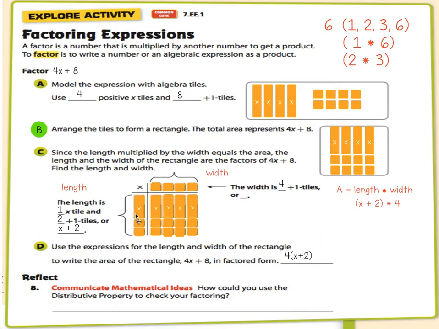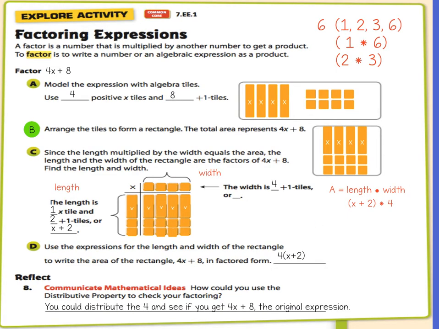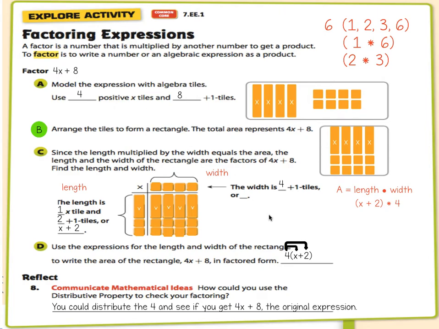And then this is again how it works. You have your length times your width. Your width was 4. Your length was x plus 2. So you have 4 times x plus 2. Then to check, we can use the distributive property. We could distribute the 4 to the x and to the 2, and to make sure that we did it right, you would want to get your original answer, your original expression. Our original expression in this case was 4x plus 8.